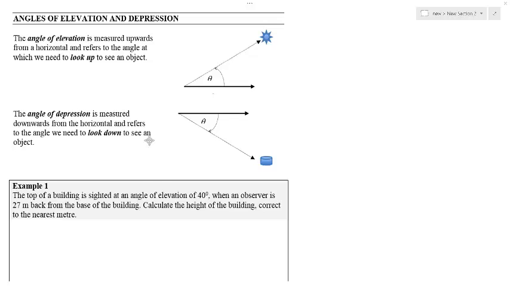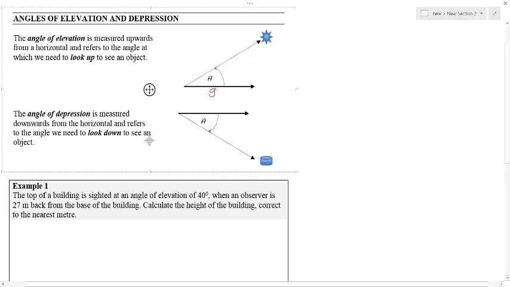The angle of elevation is said to be the angle made with the ground and your line of sight when you look up at an object. So you can see here, if you're looking upwards at an object, that's our angle of elevation.